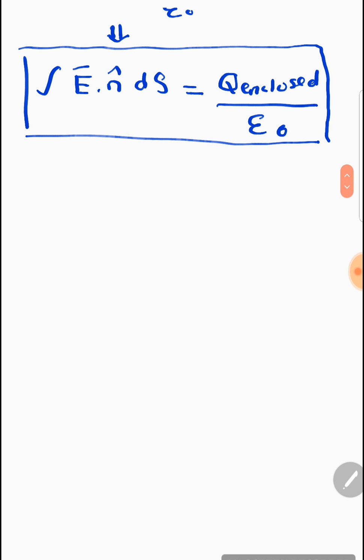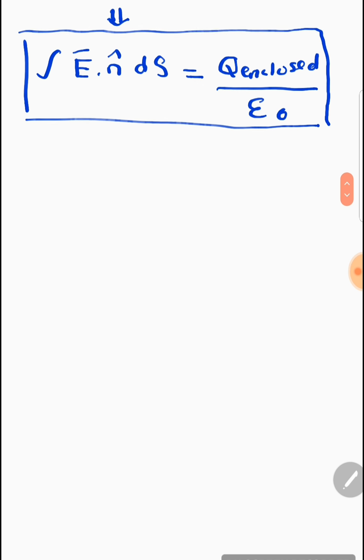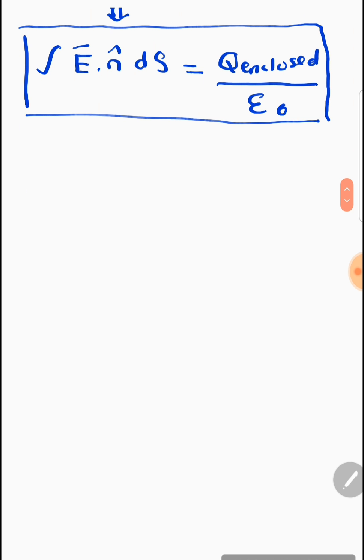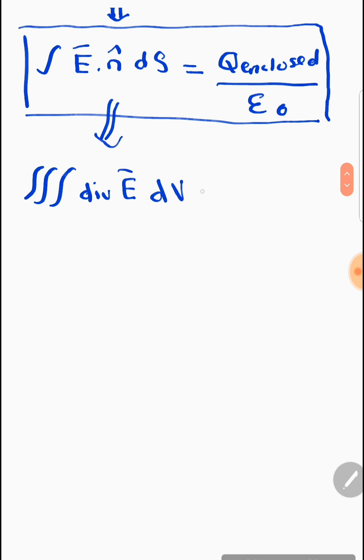Alright, and how is it related to the divergence theorem? Remember earlier we looked at the divergence theorem, isn't it? And how the divergence theorem could be an easier way for us to get the total flux. So if I express my divergence theorem to get my total flux, then I'll have the divergence of E with respect to dV, therefore the triple integral.